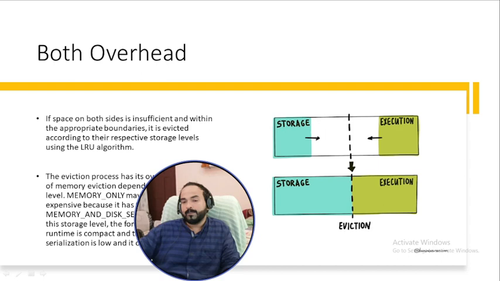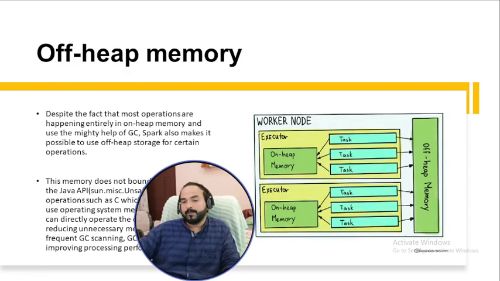Okay, and if the space on both sides is insufficient and within the appropriate boundaries, then data is evicted according to their respective storage level using the LRU algorithm. The eviction process has its overhead, and the cost of memory eviction depends on the storage level. Memory only may be the most expensive because data has to be recalculated, and memory and disk is the opposite on this storage level. The format of data stored at runtime is compact, and the overhead for serialization is low. It only includes the disk input output.